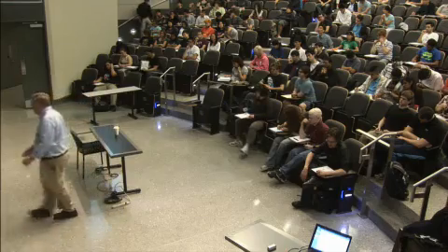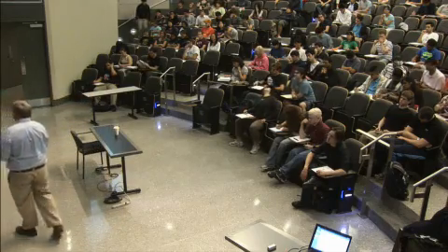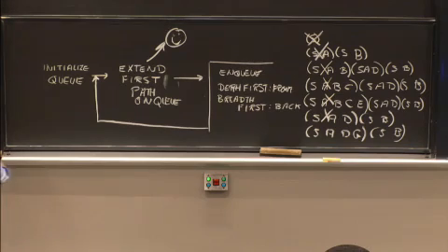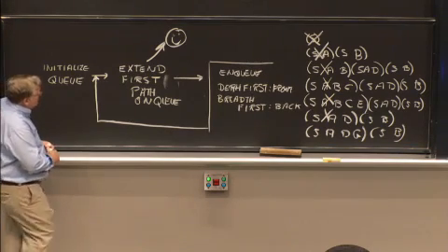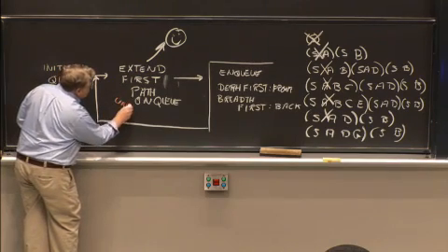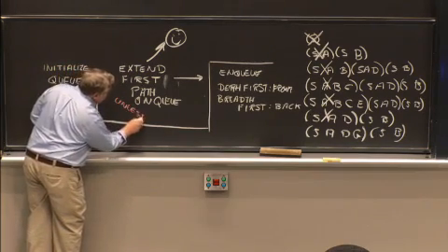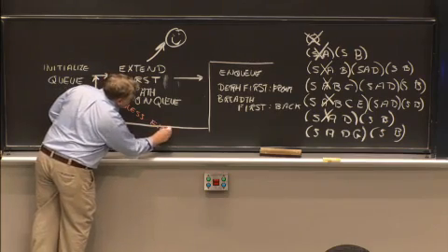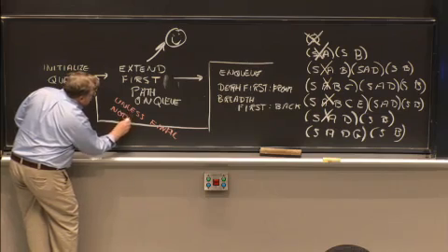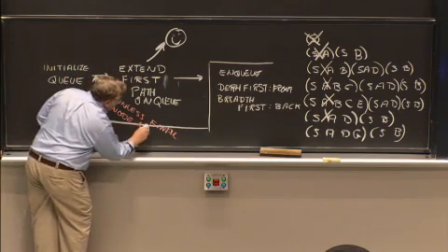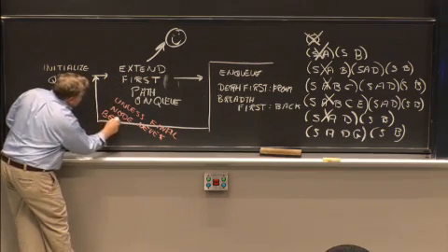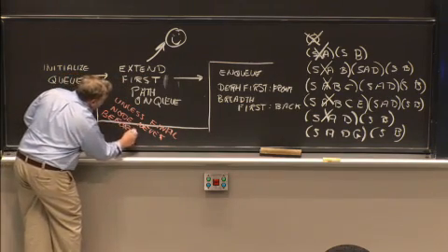So what we're going to do is amend our algorithm just a little bit. We're not going to extend the first path on the queue unless its final node was never before extended.